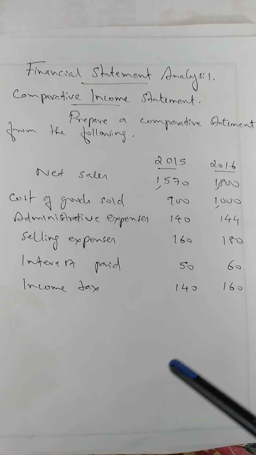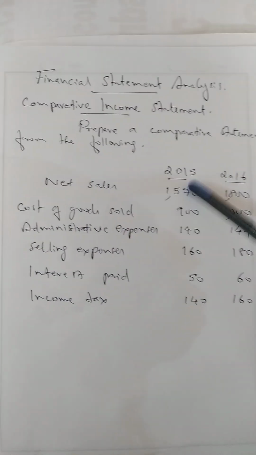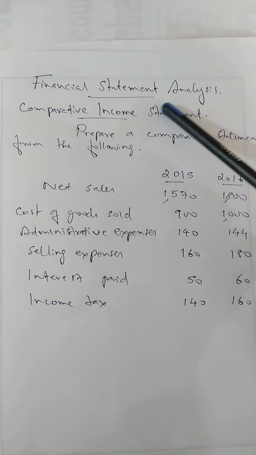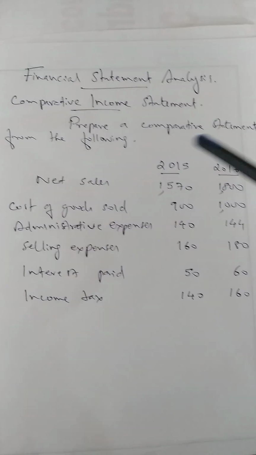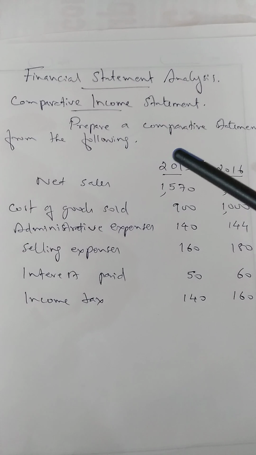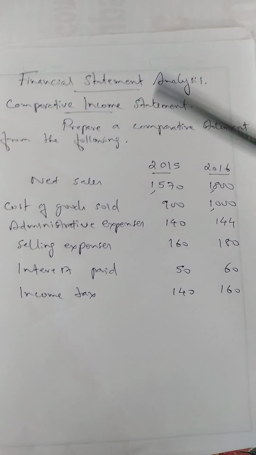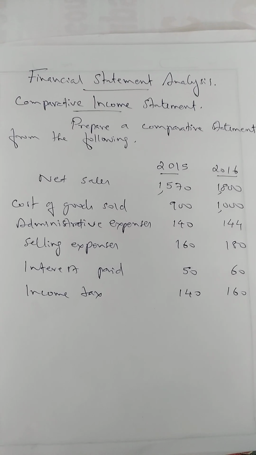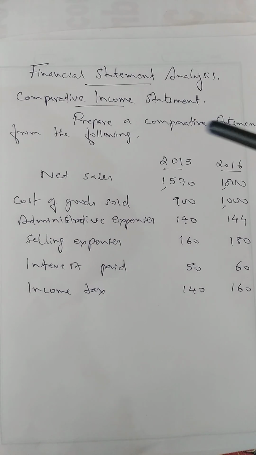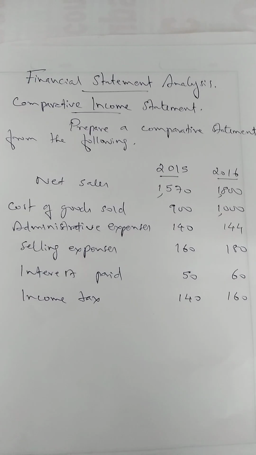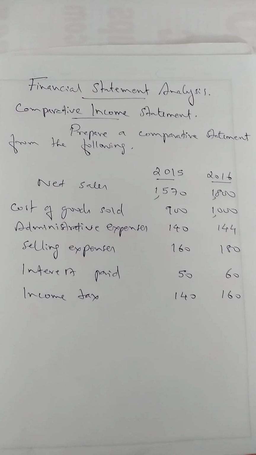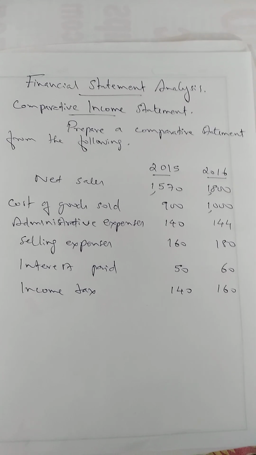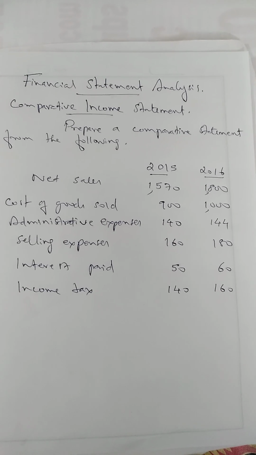Now we discuss financial statement analysis. We already studied what the financial statements consist of. They consist of the trading and profit and loss account and the balance sheet. This trading and profit and loss account is generally called the income statement. Such an income statement and balance sheet are analyzed to find out the financial strength and the performance strength of a business organization.